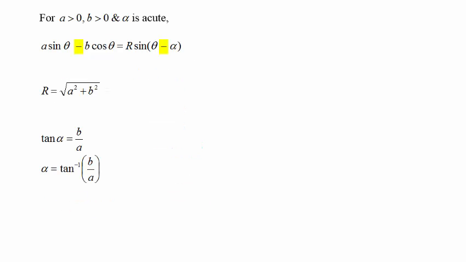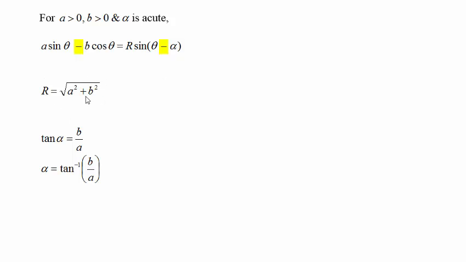Now, if instead of a sine theta plus b cosine theta, I change it to a sine theta minus b cosine theta, the formula is changed slightly. The r formula will be of the form r sine theta minus alpha. Notice, when you have sine theta minus cosine theta, the r formula will be of the form r sine theta minus alpha. The sign will be the same. Notice the difference between this and the previous formula.